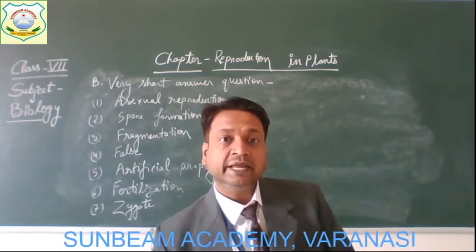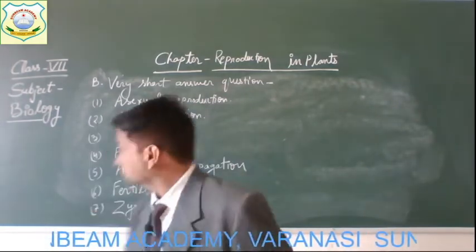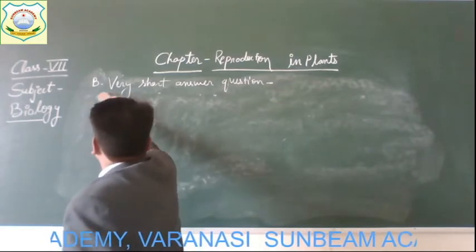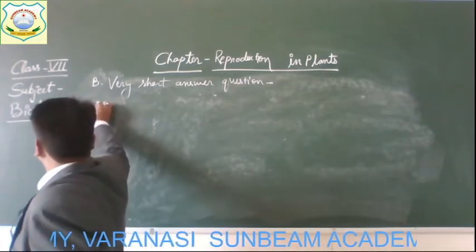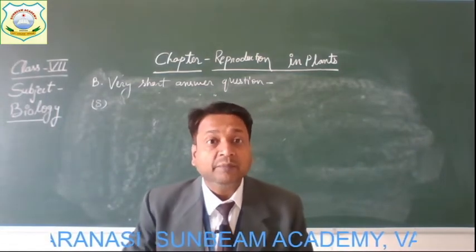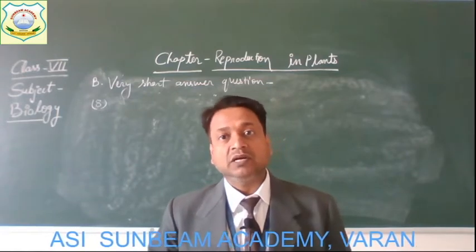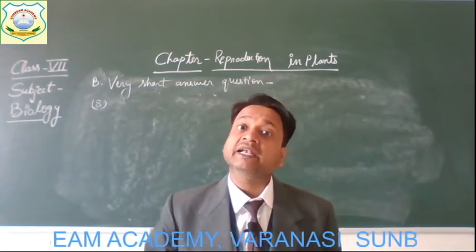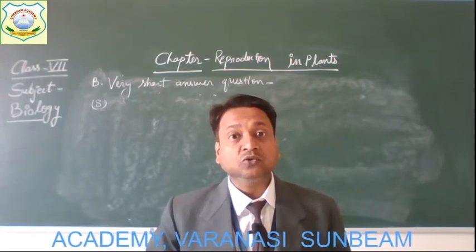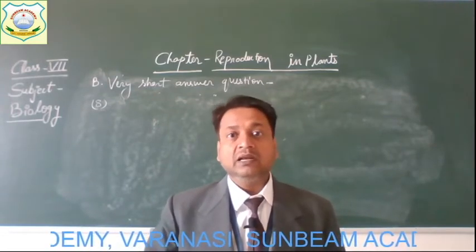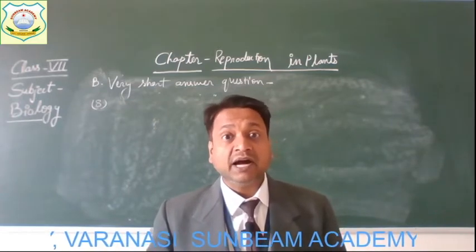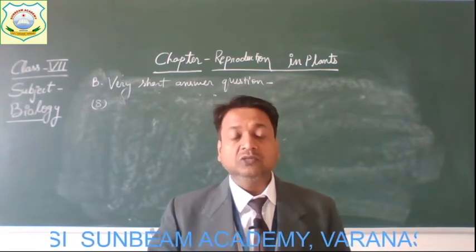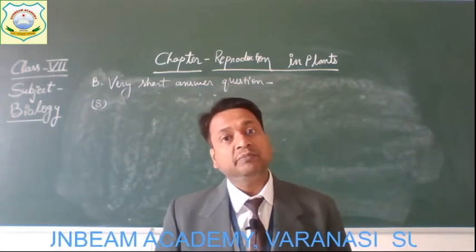Now, come to the next question number 8. And the question is, complete flowers have both male and female organs. Is it true or false? So children, remember that we have discussed complete flowers and incomplete flowers. Complete flowers are those which have both male and female reproductive organs, whereas the incomplete flowers are those which have either male reproductive organ or female reproductive organ. Okay, so this statement is true that complete flowers have both male and female organs.